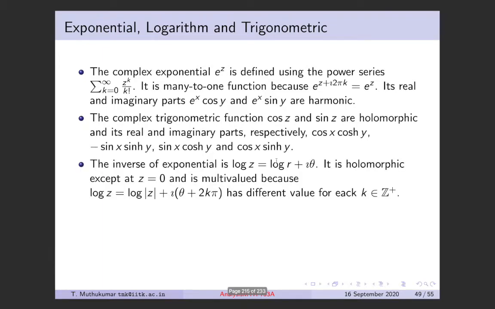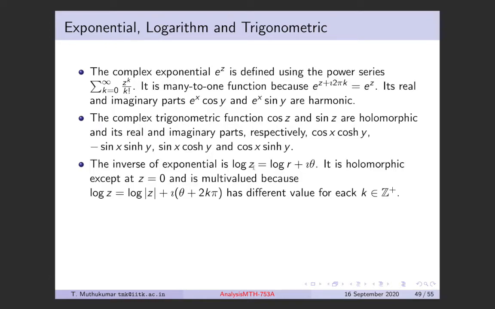Then the log function, extending the logarithm to complex numbers. You think of log as the inverse of the exponential function. But you have already seen that the exponential function is not injective, so its inverse has to be multi-valued, which it is. So log z is log r plus iθ. It is not defined at z equal to 0, so it's holomorphic except at z equal to 0.